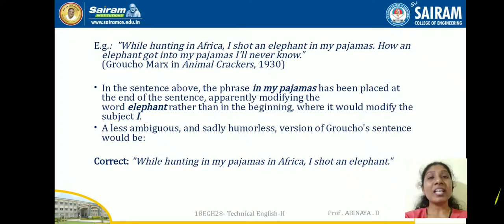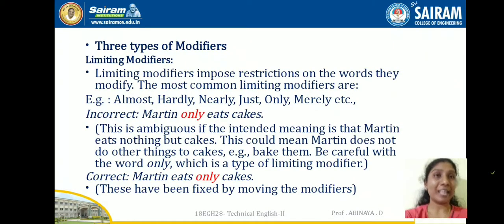Okay, there are three types of misplaced modifiers. We can misplace the modifiers in these three types. The first type is limiting modifiers. Limiting modifiers are most of the time a single word, and they restrict the usage of the word that they modify. Limiting modifiers impose restrictions on the word they modify, right? So, the most common limiting modifiers are almost, hardly, nearly, just, only, merely, etc.